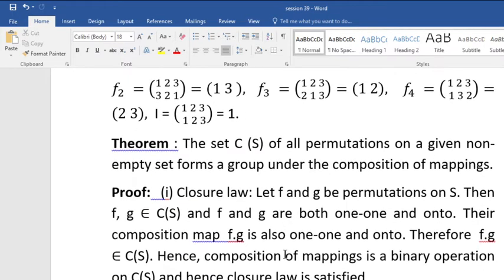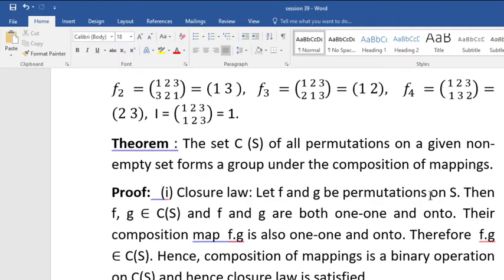Next we shall write the theorem. The set C(S) of all permutations on a given non-empty set forms a group under the composition of mappings. So we have to prove that the set of all permutations on the given set forms a group. The binary operation is the composition of mappings. To prove that it is a group, we have to prove the four laws: closure, associative, identity, and then the inverse law. The first one is the closure law.